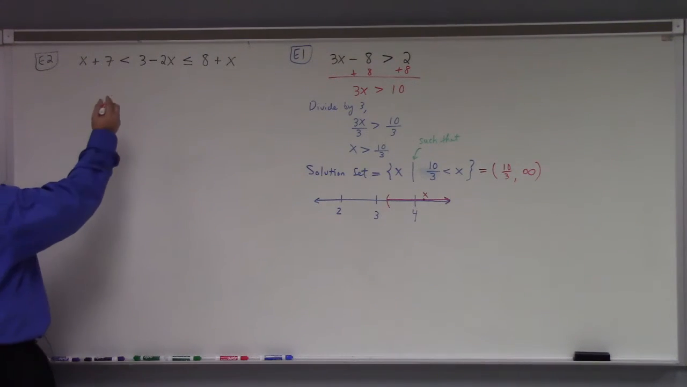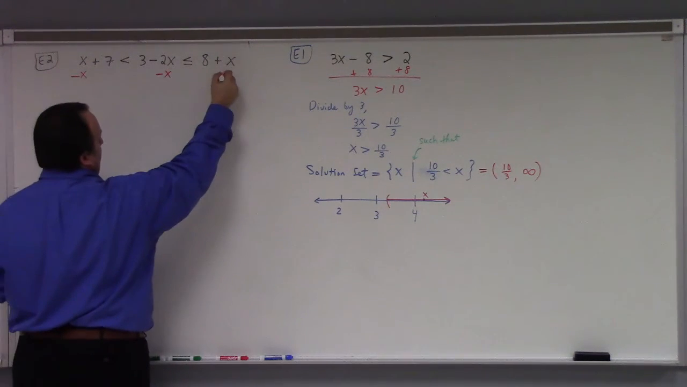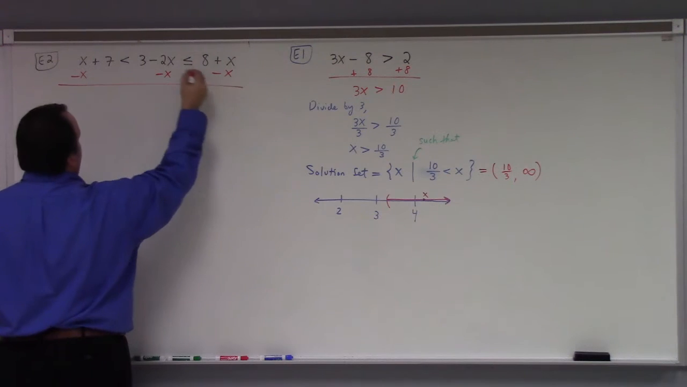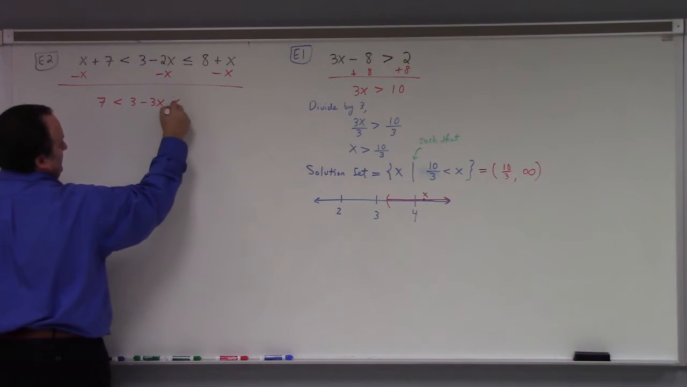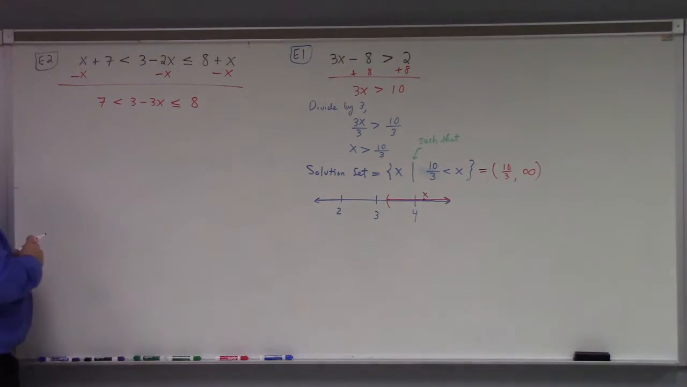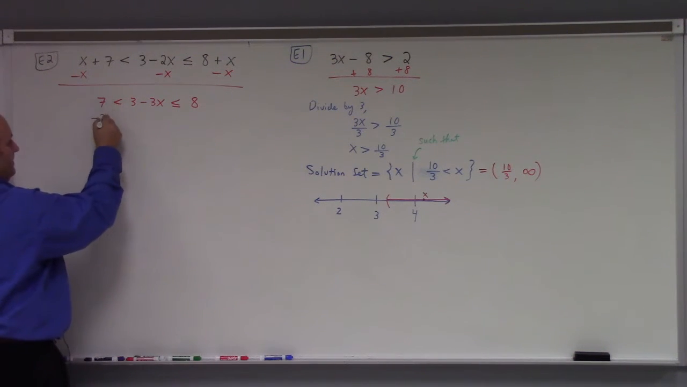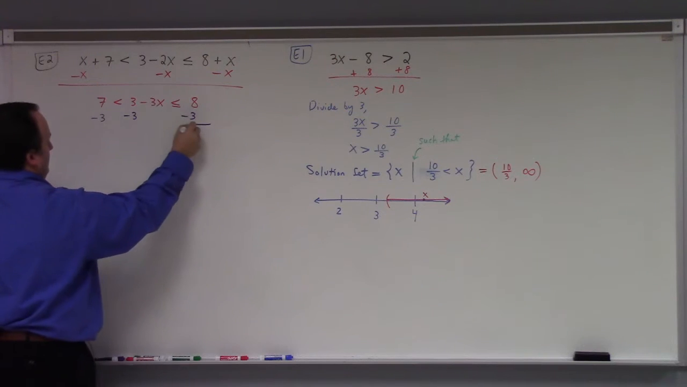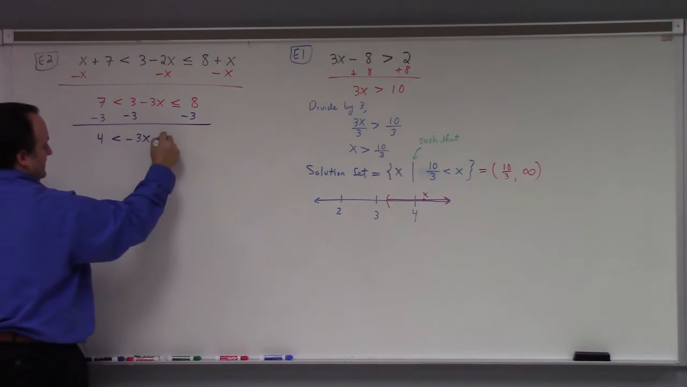Combine all the x terms. Like, how about this? We subtract x across it, right? If I subtract x, that gives us 7 less than 3 minus 3x less than or equal to 8. We want to isolate the x, right? So then I think we should subtract 3, right? We subtract 3 across the inequality. This gives us 4 less than minus 3x less than or equal to 5.